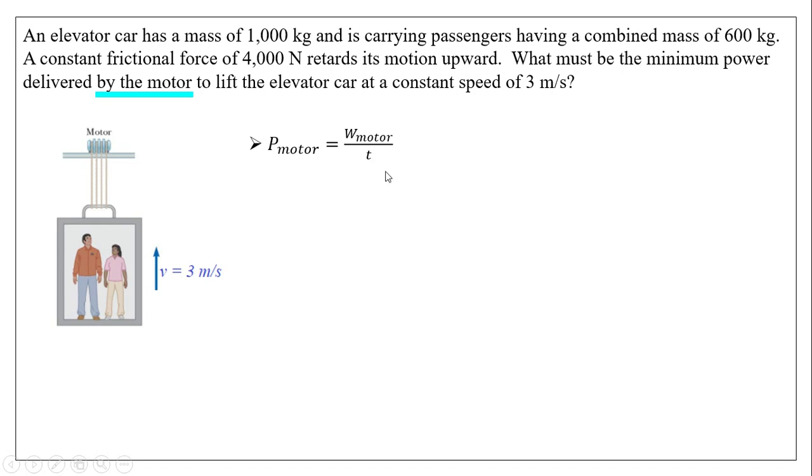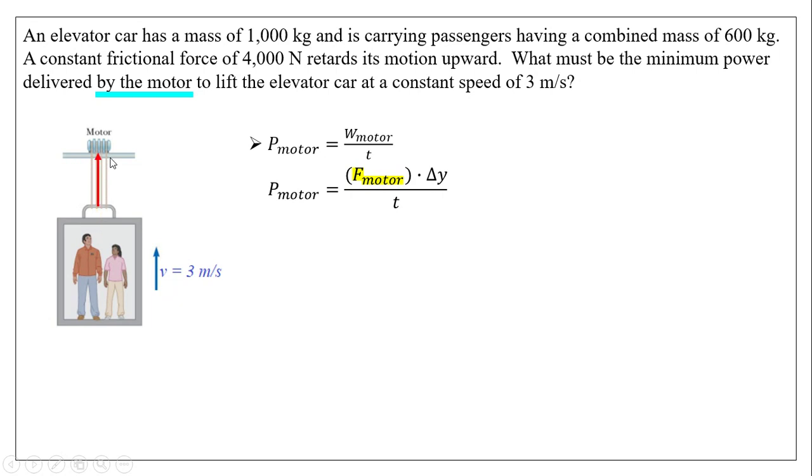Well, I don't know what the work of the motor is because it's not given to me, but what I can do is break up work, which is equal to force times displacement. Well, what force? If it's work done by the motor, it would have to be the force of the motor times the displacement, over t.